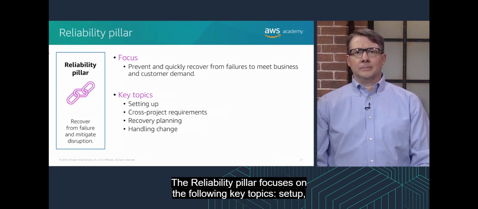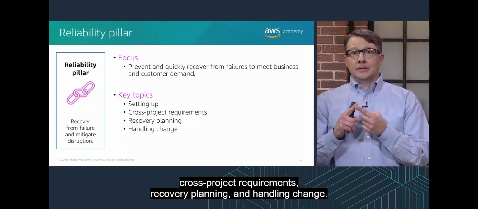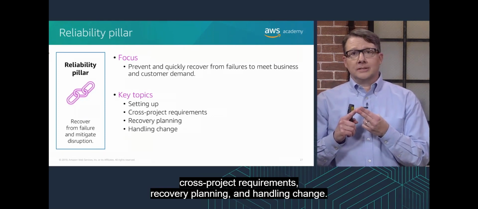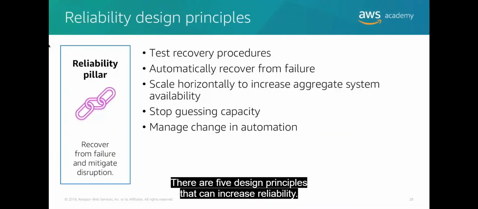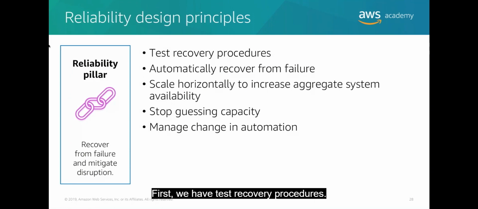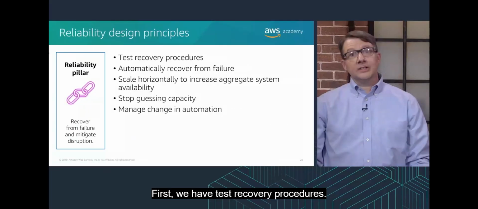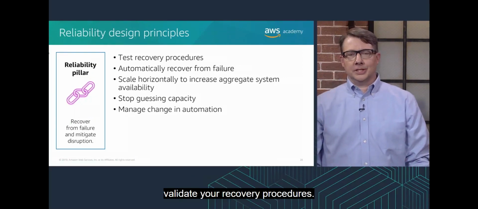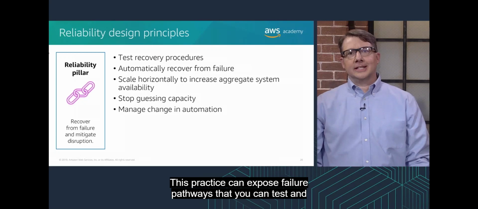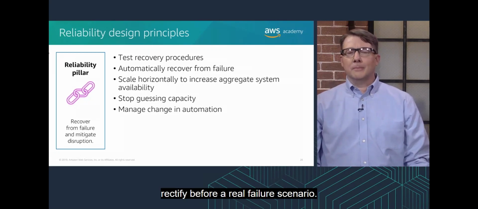The Reliability Pillar focuses on the following key topics: setup, cross-project requirements, recovery planning, and handling change. There are 5 design principles that can increase reliability. First, we have test recovery procedures. This is where you test how your systems fail and validate your recovery procedures. This practice can expose failure pathways that you can test and rectify before a real failure scenario.